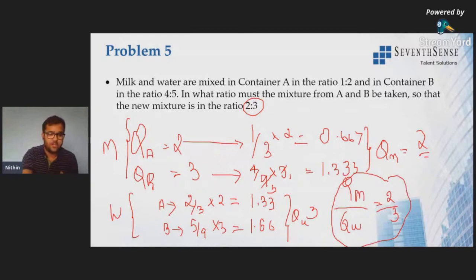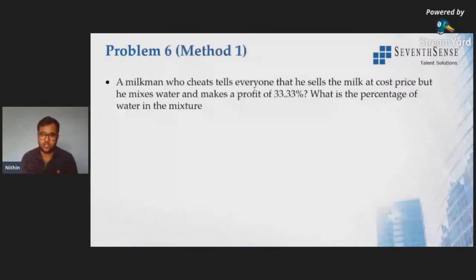All right. We'll go on to the next question. A milkman who cheats tells everyone that he sells the milk at cost price, but he mixes water and makes a profit of 33.33%. Now, what is the percentage of water in the mixture? I will first explain the traditional method. You can also approach the shortcut trick.